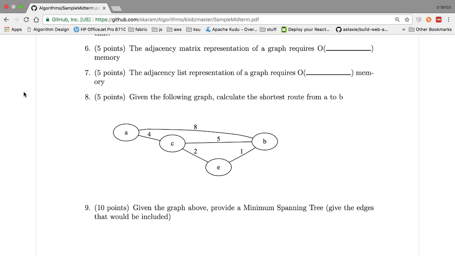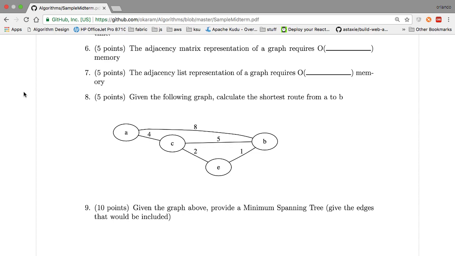The adjacency matrix representation of a graph requires order of what memory? N squared. What is the adjacency matrix representation of a graph? It's a 2D array, vertex by vertex, and the cells are the edges. Either a 0 for no edge and a 1 for an edge, or weights, or whatever you put in as tags for the edges. So it's order of n squared, because we have n by n.